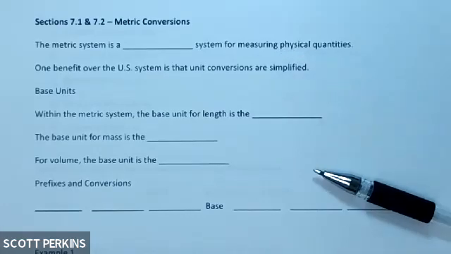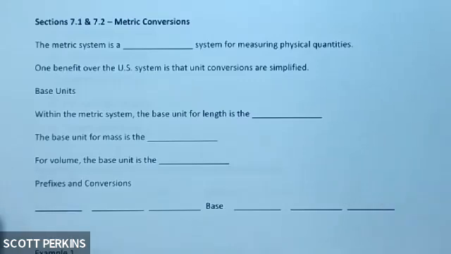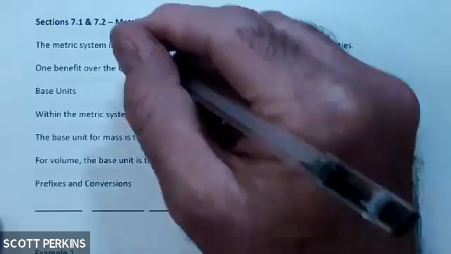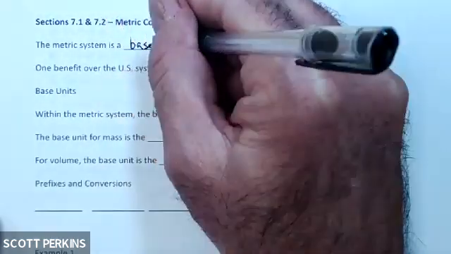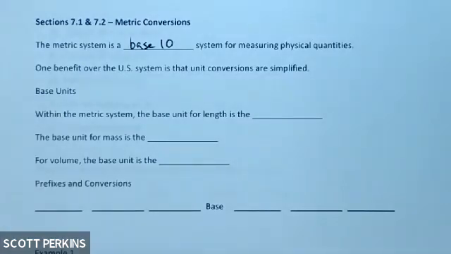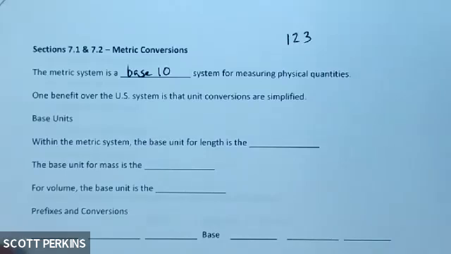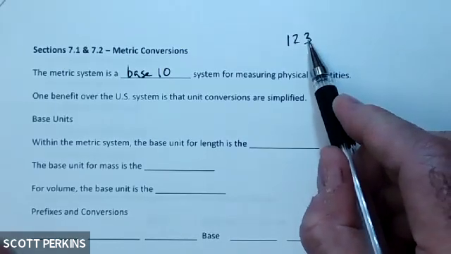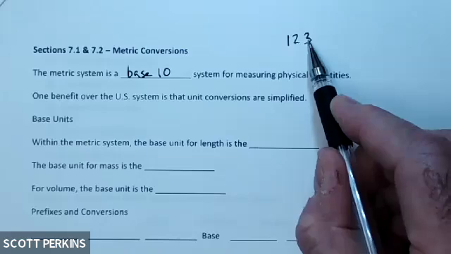But what happened was the measurement system became more uniform. And so something called the metric system was invented. The strength of the metric system is that it is what's called a base 10 system for measuring physical quantities. And the reason that that's significant is because our whole number system is a base 10 system. Like when you see a number like 123, okay, this is my units place. And then each place that I go to the left is 10 times the previous place.